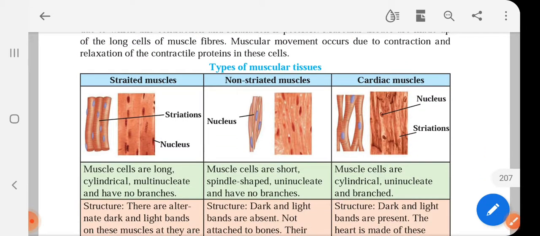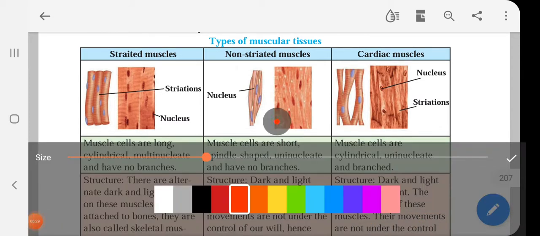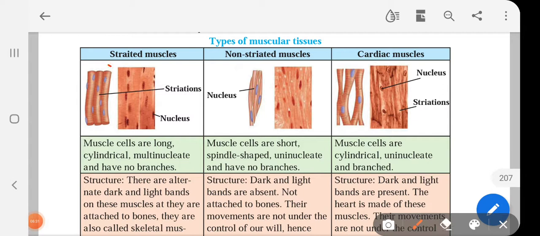And now this is how muscles are divided. Let us understand one by one. The first type of muscle is called striated muscles. As you can see, there are striations, the fine lines. The striated muscles are long, cylindrical, multinucleate, and have no branches. They're continuous. Multinucleate means they have many nuclei.